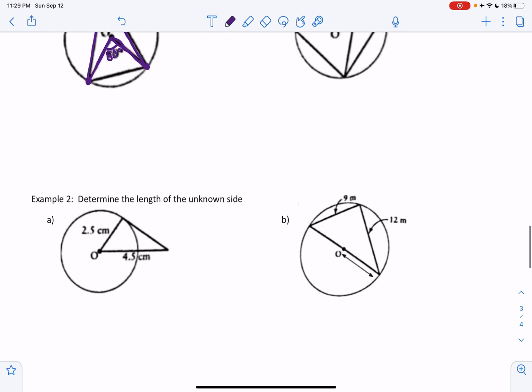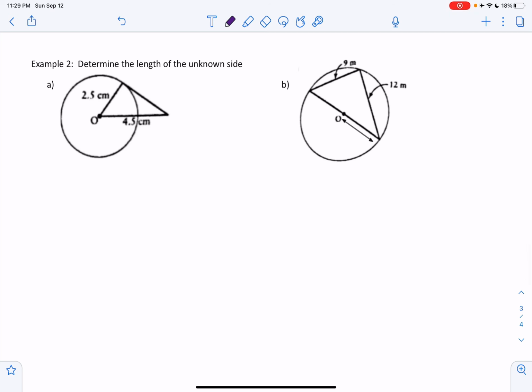Now the next one here, we're going to determine some lengths of some unknown sides. Here we have 2.5 and 4.5. Because of our circle properties, we know that this here has to be a right angle. That means that we have a right angle triangle. And from lesson 2.3, we know that we can use our Pythagorean theorem. So we label our triangle. Oops, sorry, I mislabeled my triangle with A, B, and then C. There we go. And we're looking for B.